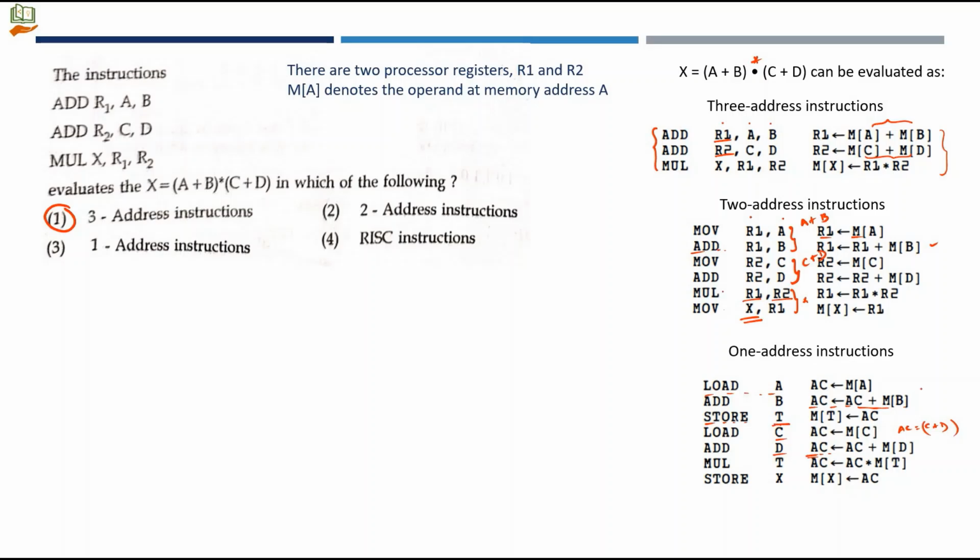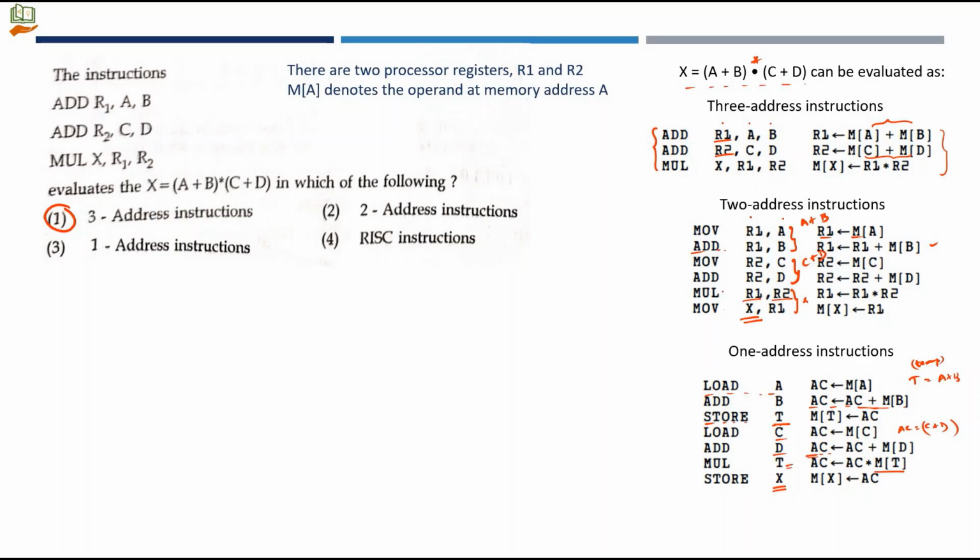Already T has the value of A plus B here. So now we are multiplying T, that is A plus B, with the accumulator value and from the accumulator we are storing it in the memory address X. The same expression is evaluated in 1 address instruction in this way.